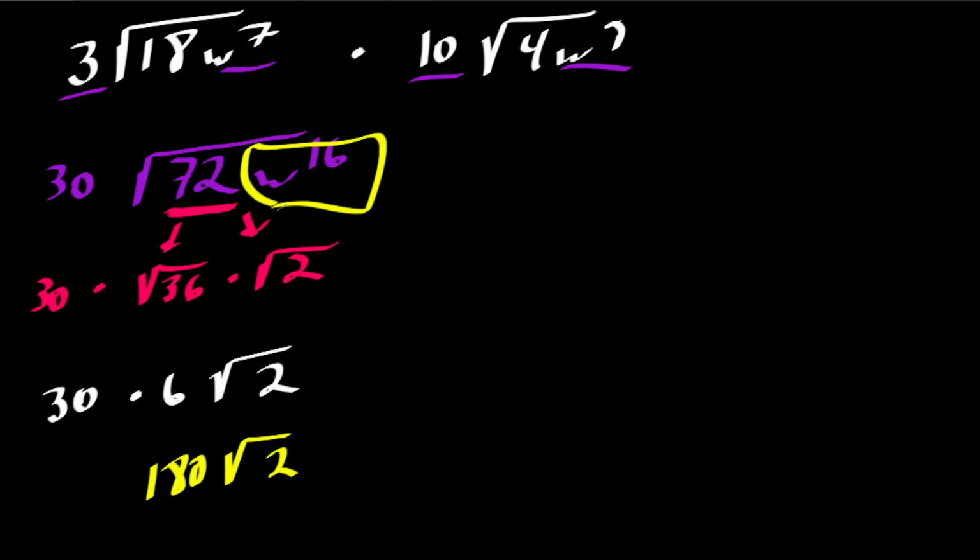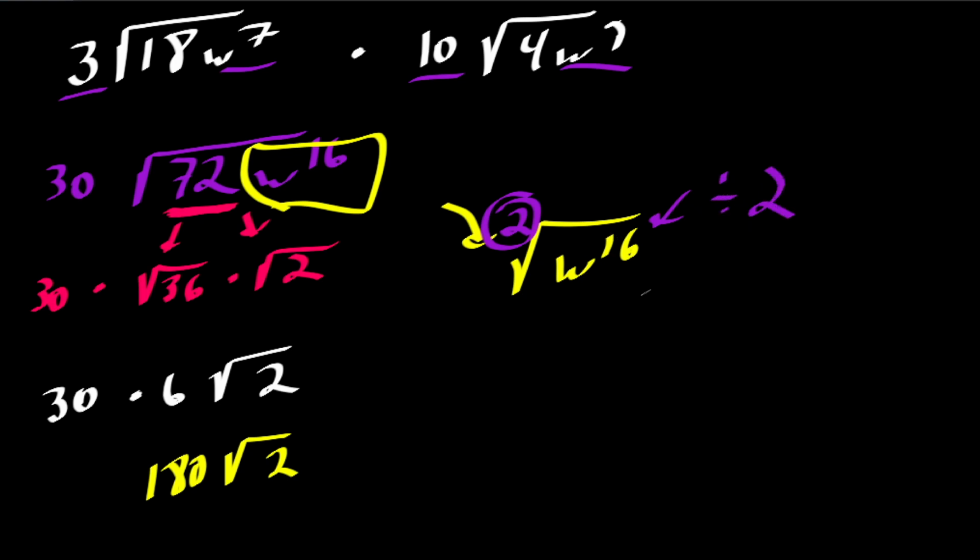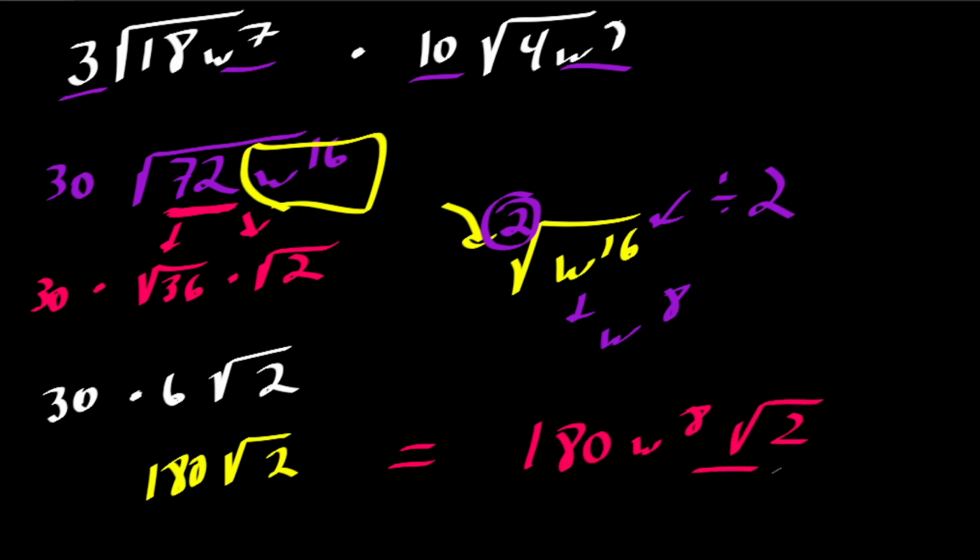All right, so now do not forget that we still need to break down the square root of W to the 16th. Now, once again, the easiest way to do this is, remember, a square root has an index of 2. And when you have an exponent, if you want to do the square root of that exponent, w to the 16th, so the variable with the exponent, you just divide your number by 2. And 16 is divisible by 2, so that's going to give us w to the 8th. So then we're going to put that in our answer, but notice it's not under a square root. So then here's our final answer. 180 w to the 8th square root 2.